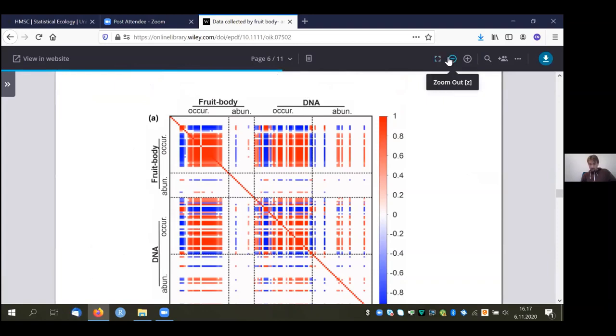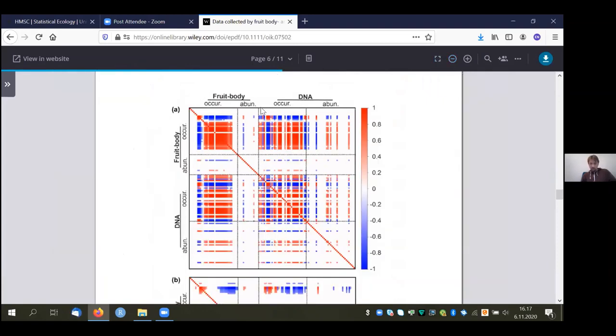So this is basically the figure. It's a species times species association matrix where we have first ordered the data types, so that we have fruit body data first, then DNA data, and then within each first the occurrences and then the abundances, and then within each of these we have ordered the species in a way to illustrate these patterns.